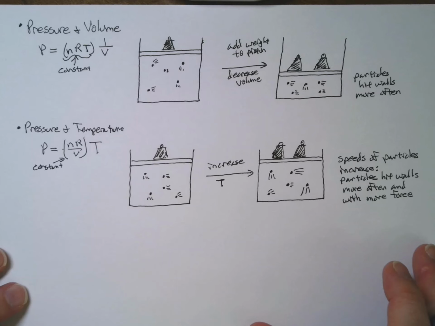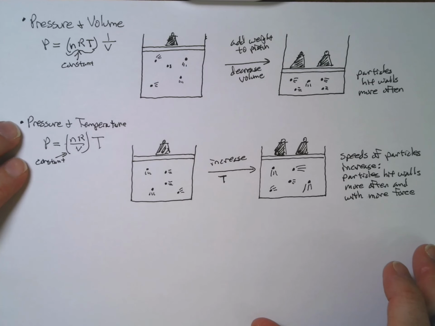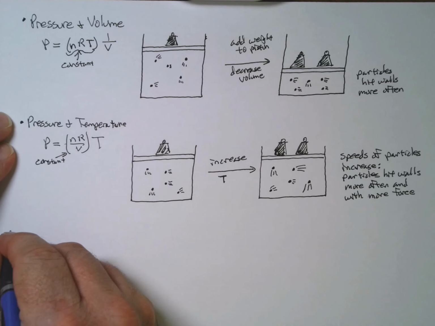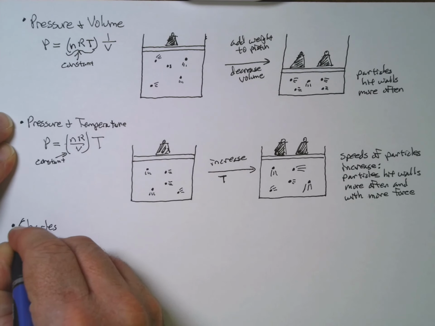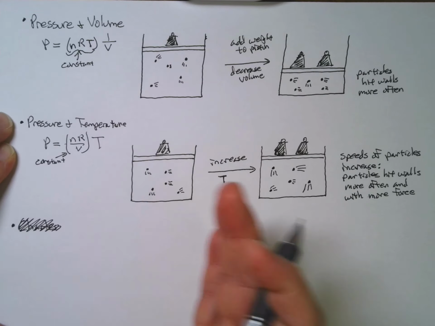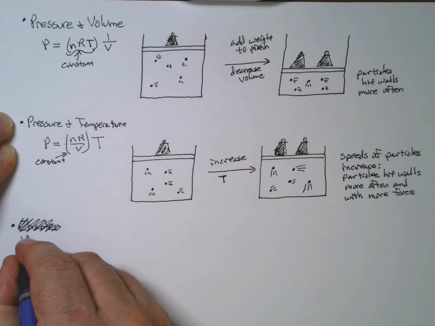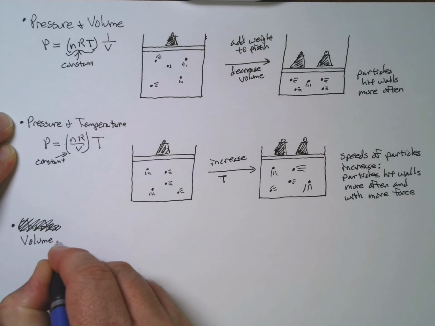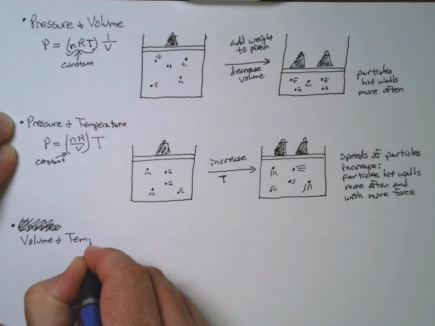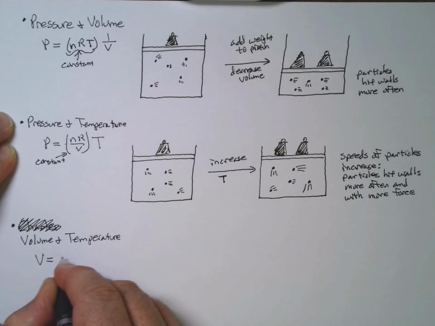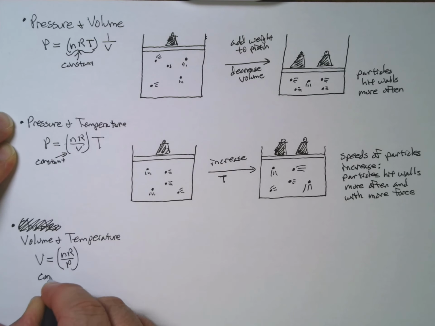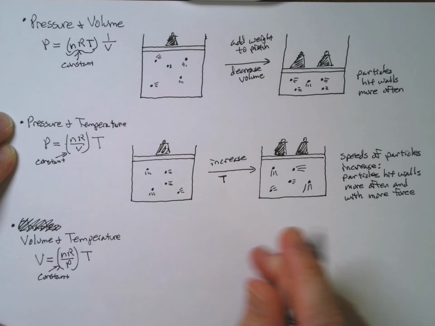All right. Now we have Charles's law. Oops, I don't want to say Charles' law. I want to write volume and temperature. Sorry about that. So volume equals nR over P. That's our constant, times T.